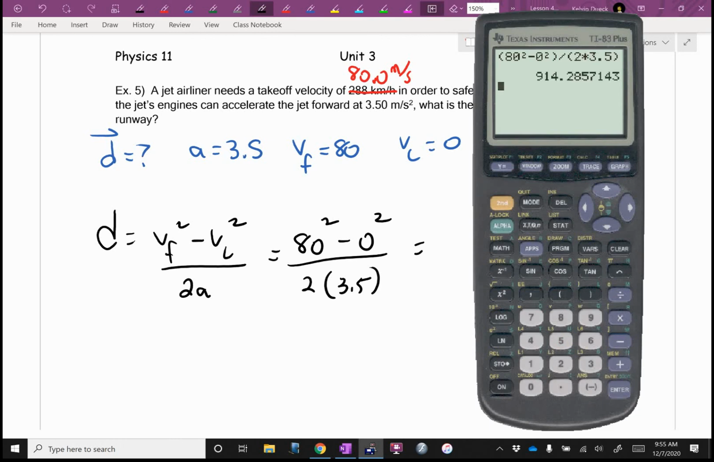Do you all get 914.3? 914? Now, this would be the minimum length. You'd probably triple this for safety.